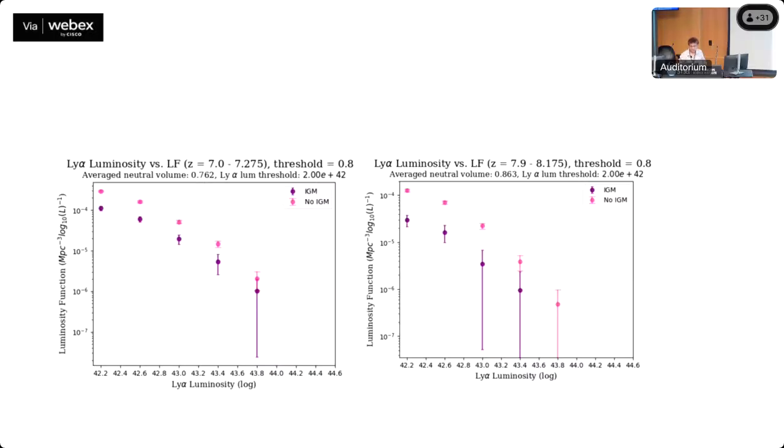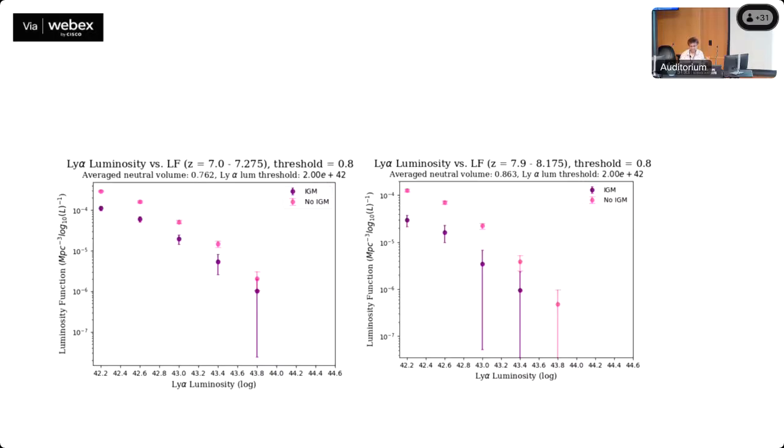So you see there's some suppression of the number and luminosities of those things. And a similar thing on the right at a different redshift where neutral volume is 86%. So Lyman alpha takeaway message: Lyman alphas don't disappear.